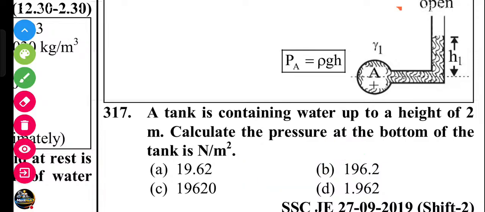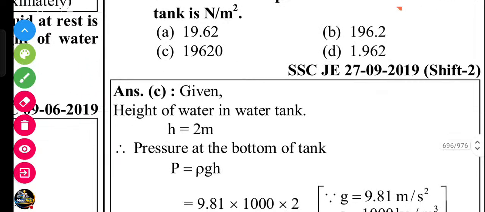A tank contains water up to a height of 2 meters. Calculate the pressure at the bottom of the tank. P equals rho g h, the same formula, where rho g equals 9810 into 2. It's Newton per meter square. 216, C is the answer. Let's check the answer. C is the answer.